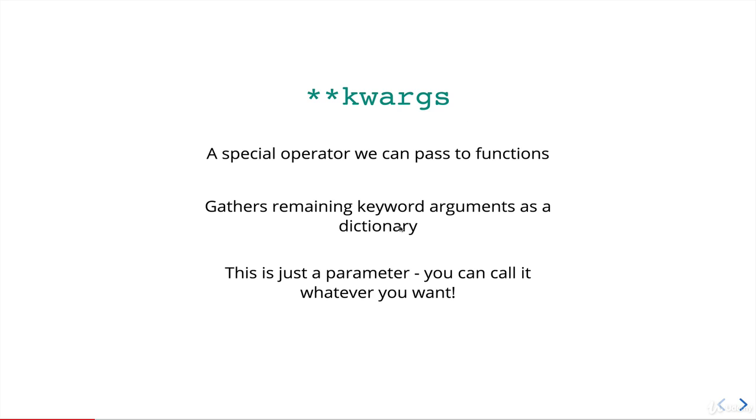So again, it's just another parameter. You can call this what you want: star star extra stuff, star star kw arg, it doesn't matter. Totally up to you. The standard is kwargs though, keyword args.